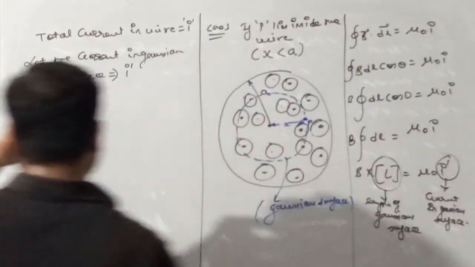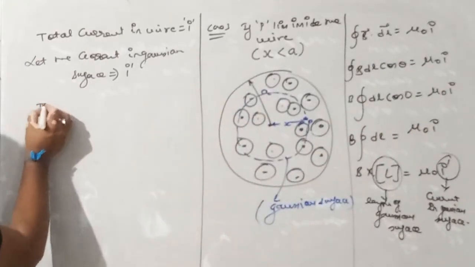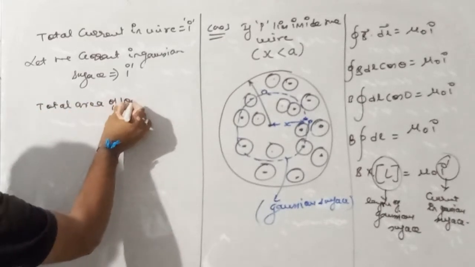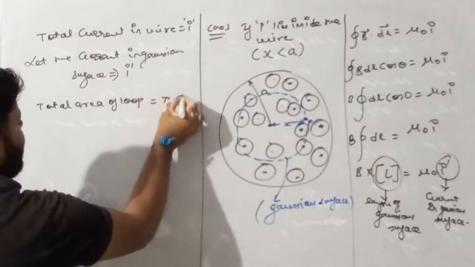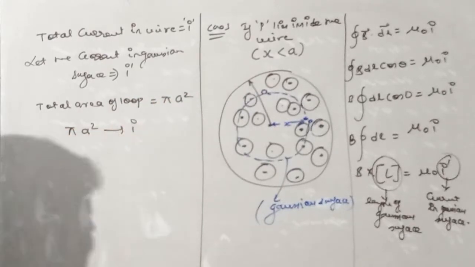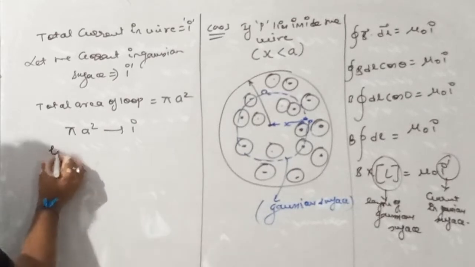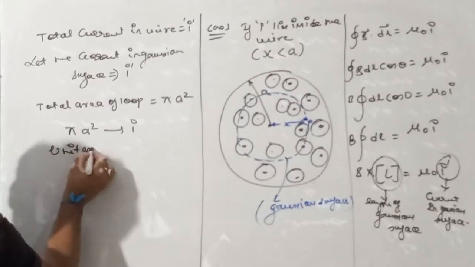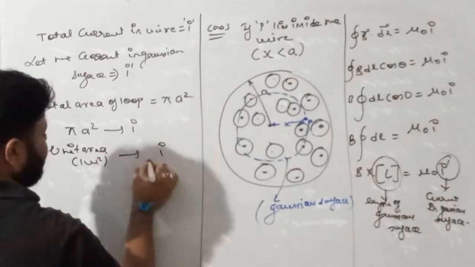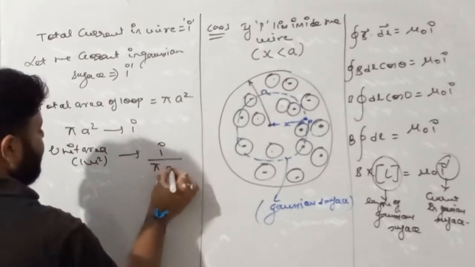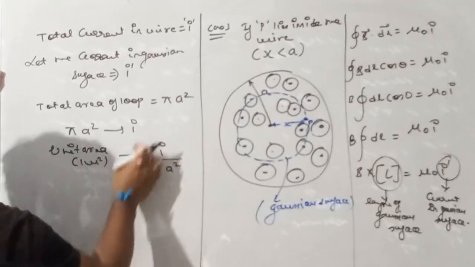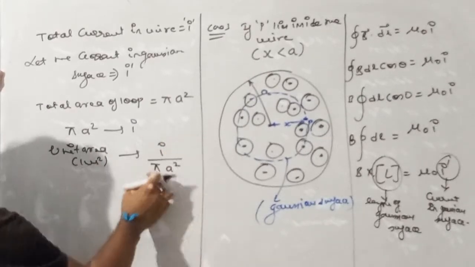So total area of loop, if I am asking, total area of loop is nothing but pi a square. So in area pi a square, the current is I. So in unit area, means 1 meter square, the flow of current must be I by pi a square. I hope you all are understanding. So in unit area, the current is I by pi a square.